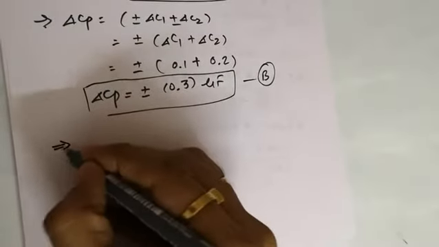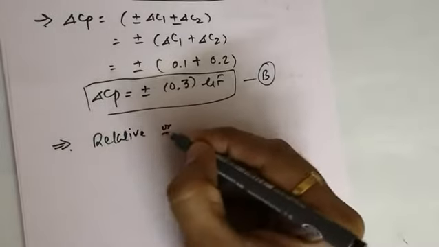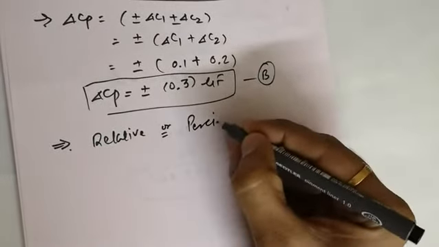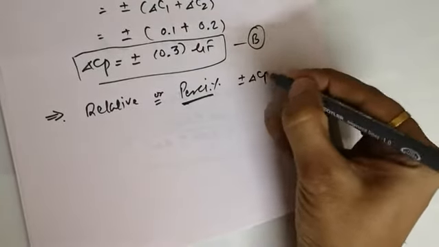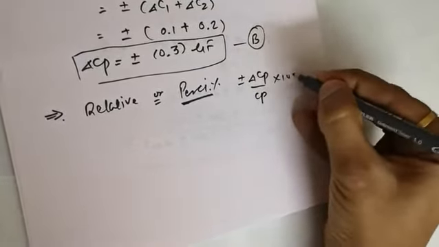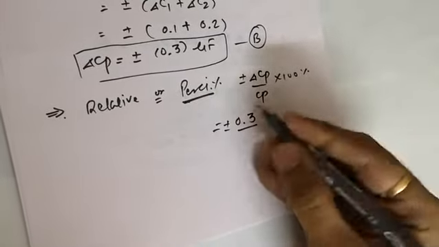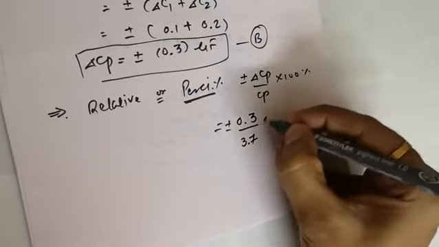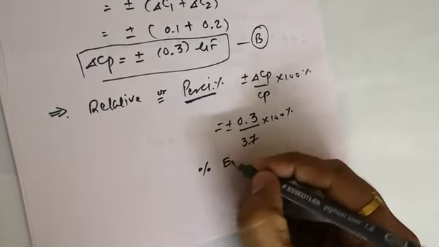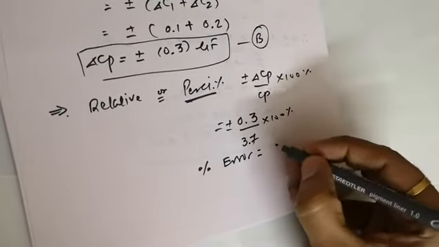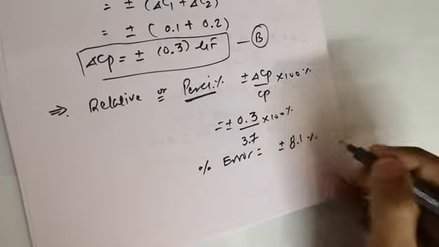I want to mention in terms of our relative, or then we have percentile. So I'm mentioning that plus or minus delta CP divided by CP multiplied by 100%. Delta CP I got is called 0.3, and for the CP it is called 3.7, multiplied by 100%. So I can get percentile error for my capacitor equals to plus or minus 8.1 percentage.